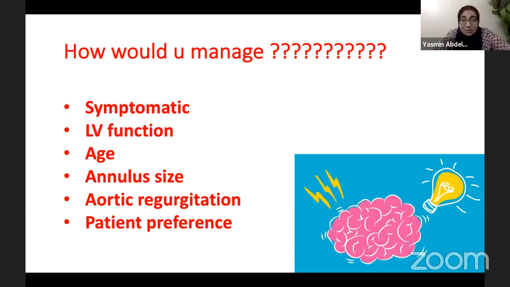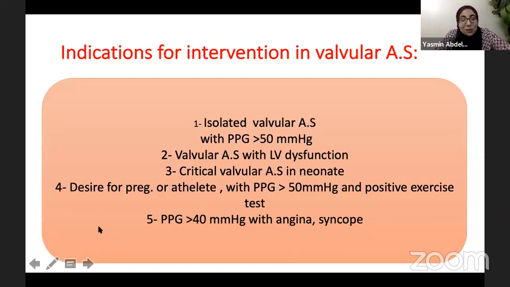Yet, if ROS is not available, I think we may take this risk. I will revise: the patient is symptomatic with good LV function. He is an adolescent with annulus size 18. He had no aortic regurgitation, which will encourage me to take that risk, and patient preference. Not always may we rely on this.